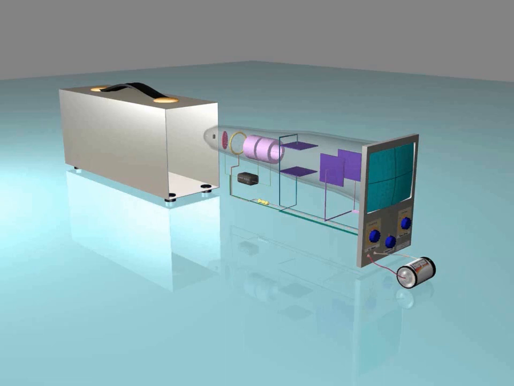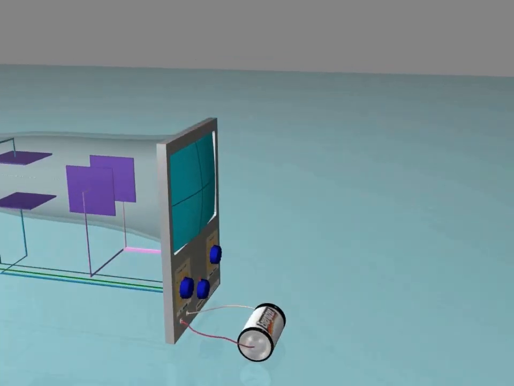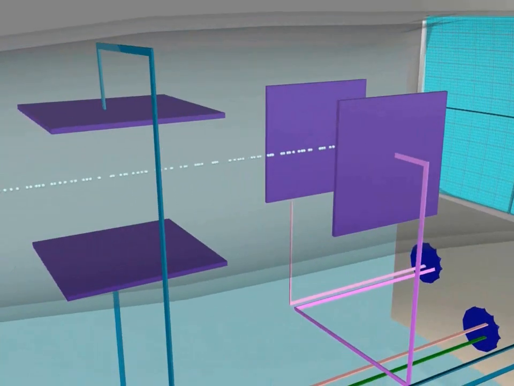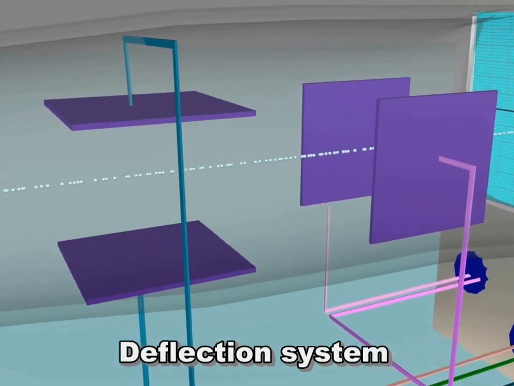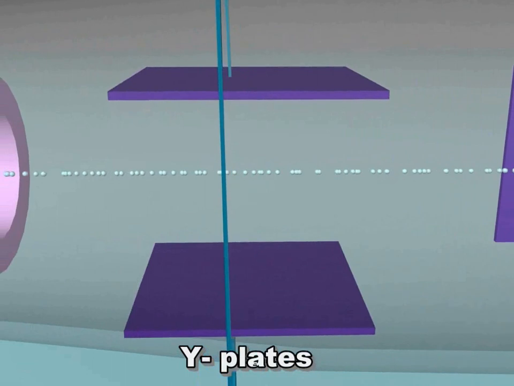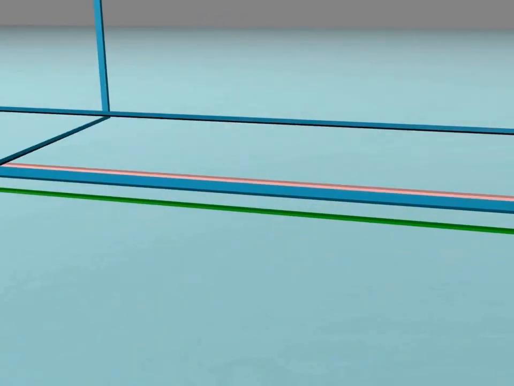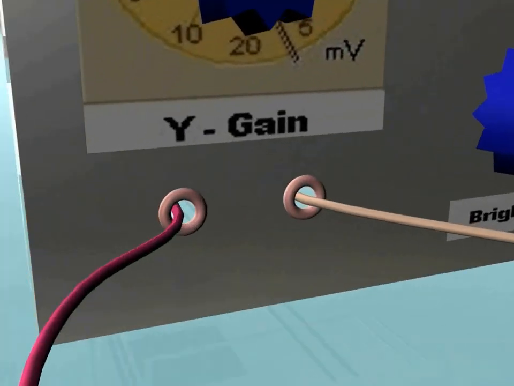The second part of the CRO is the deflection system, a system that is responsible for the deflection of the beam of electrons from its original straight line path. The deflection system consists of two parallel horizontal plates named as the Y plates. The Y plates are electrically connected to the interface through two openings named the Y input.